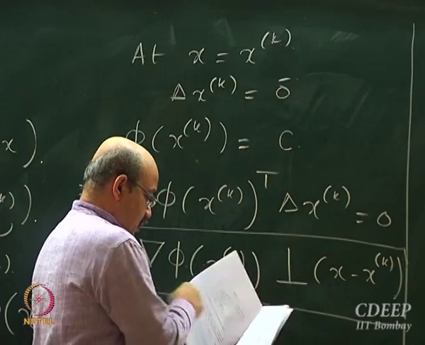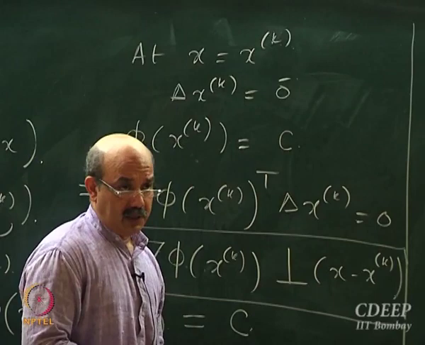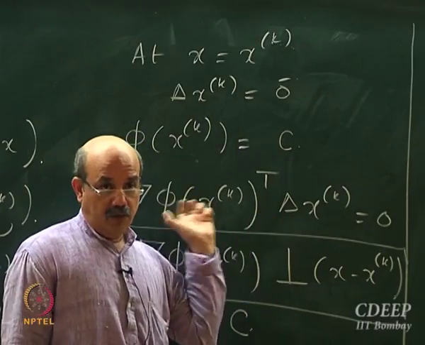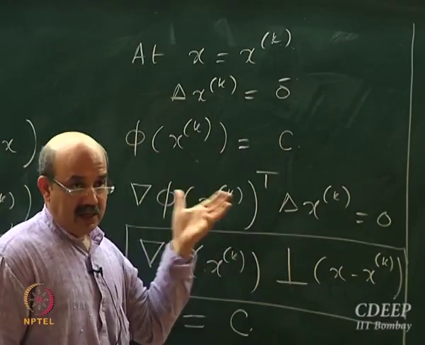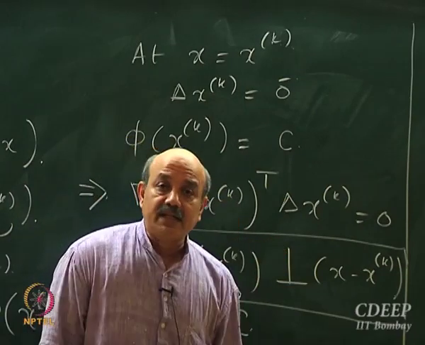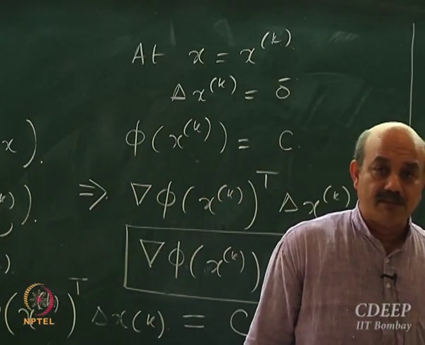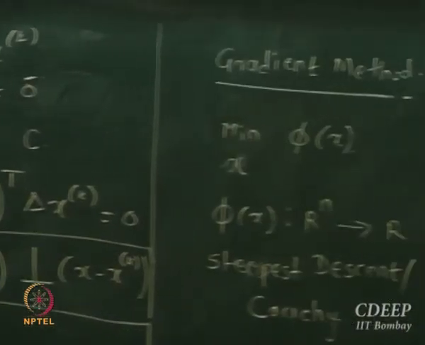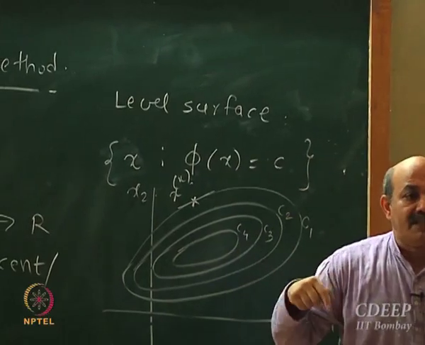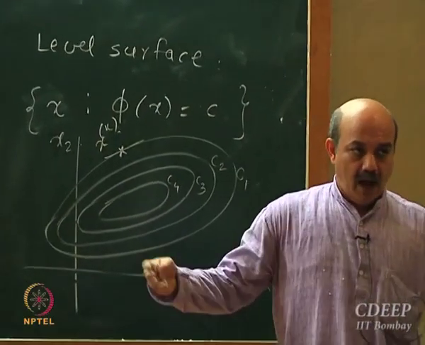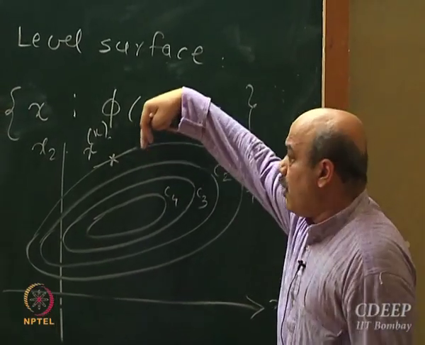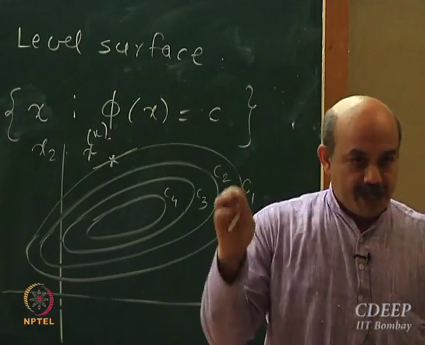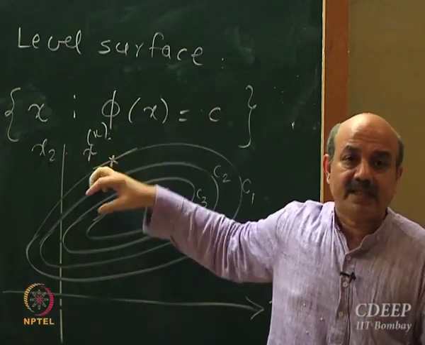What I want to show here is that this local behavior of the function in the neighborhood of the point xk can be used to find out the direction in which the function decreases at the maximum rate. If I am at xk, let's go back here. What I am doing is minimizing phi. So if I want to move from xk to xk plus 1, which direction should I move? I should move in that direction in which the function decreases at the maximum rate.